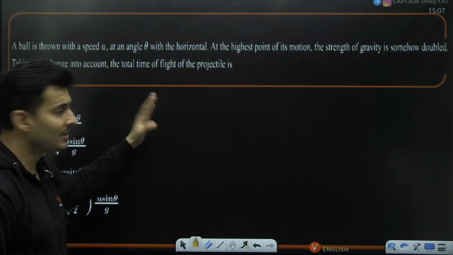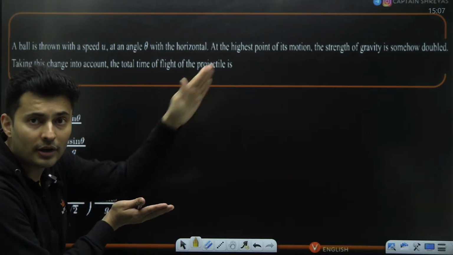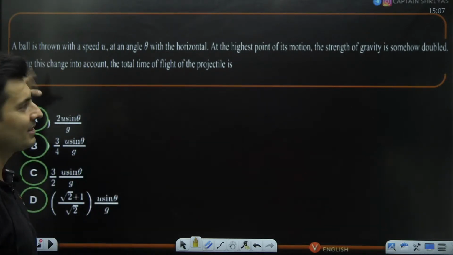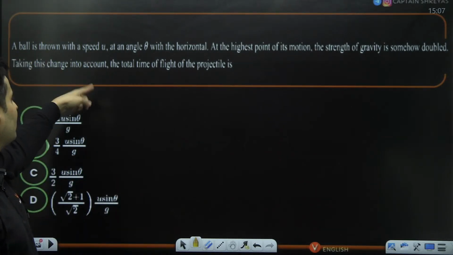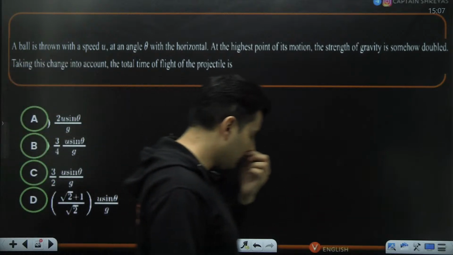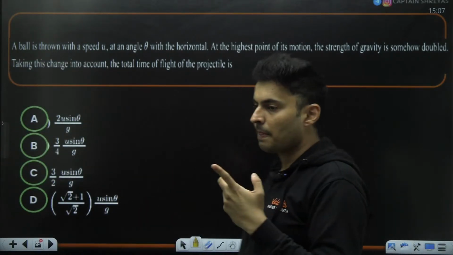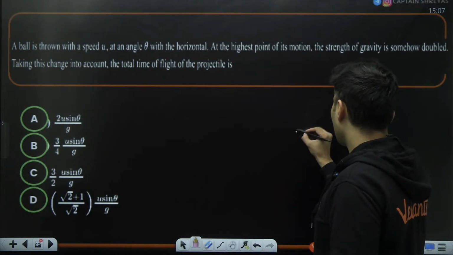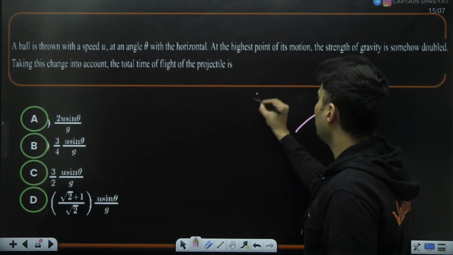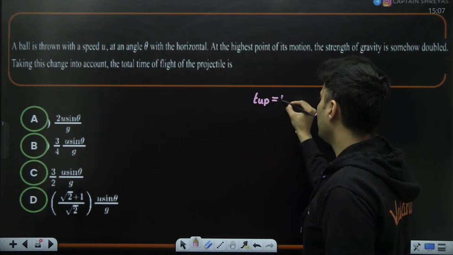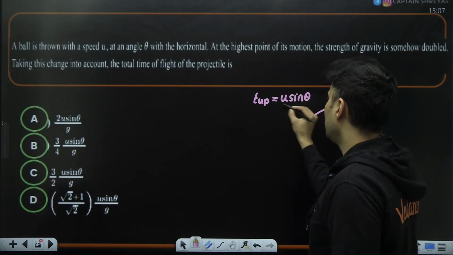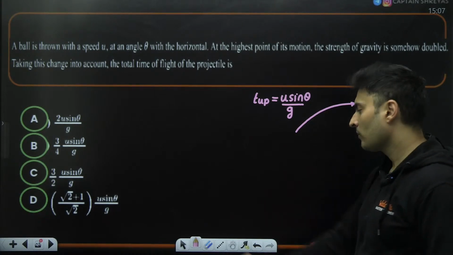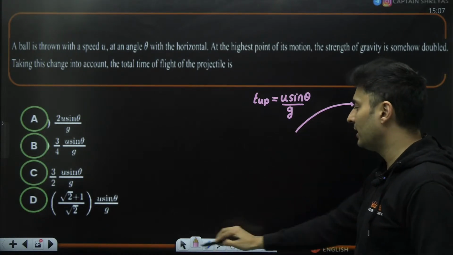It says a ball is thrown with certain speed at some angle with the horizontal, so projectile motion. At the highest point, the gravity somehow becomes double. Some magic happens. Taking this change into account, the total time of the flight will be interesting. For the first part, when it is going up, the time taken to go up will be just u sine theta divided by g. Correct? Not 2u. 2u will be double the time.